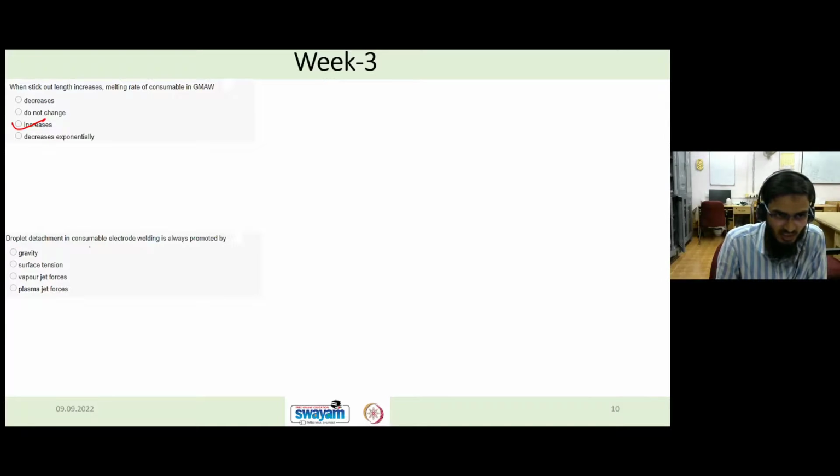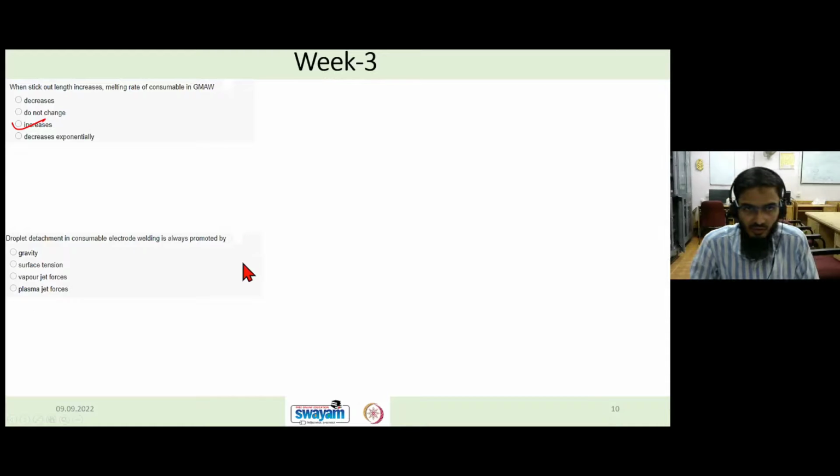Next problem: droplet detachment in consumable electrode welding is always promoted by. So it is related to the force balance in metal transfer in consumable welding processes. So what do you think? Let's say this is our consumable and this is a droplet. Try to read it very carefully. Always promoted by. So I have given you the case.